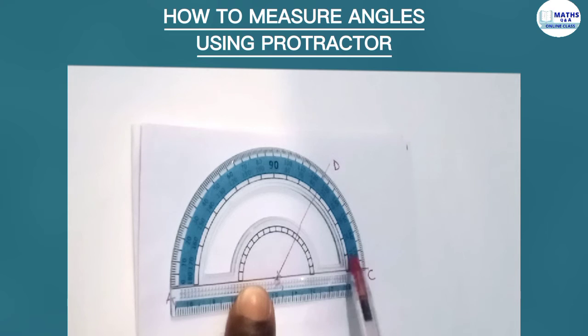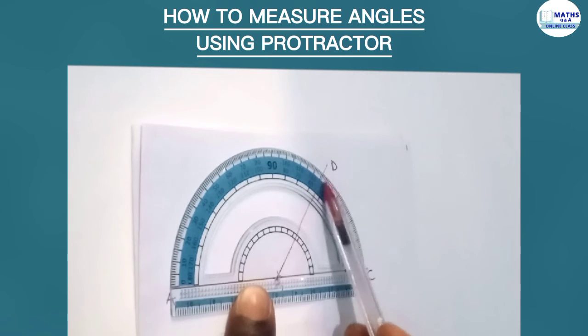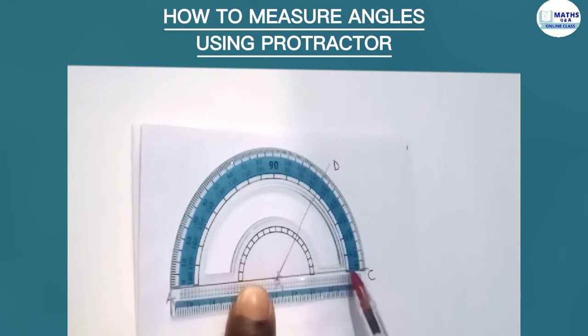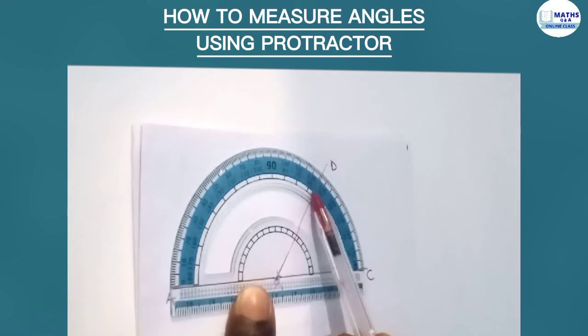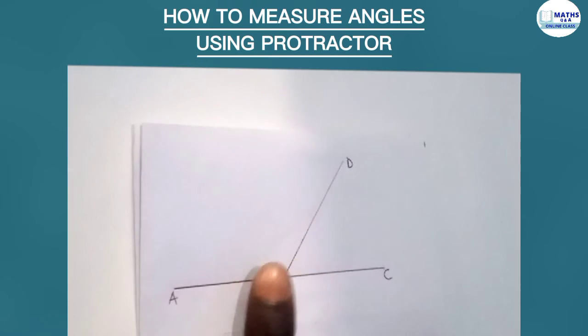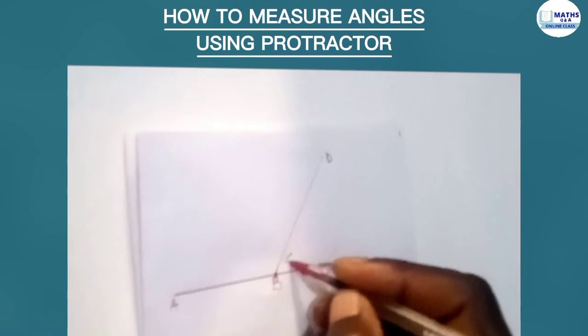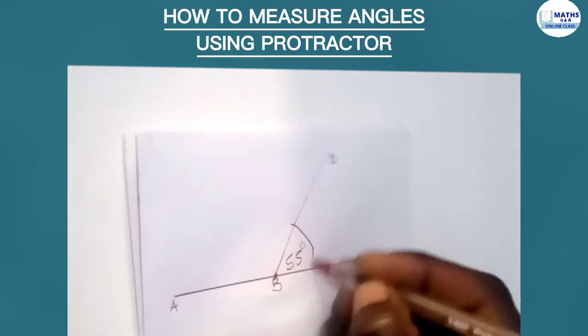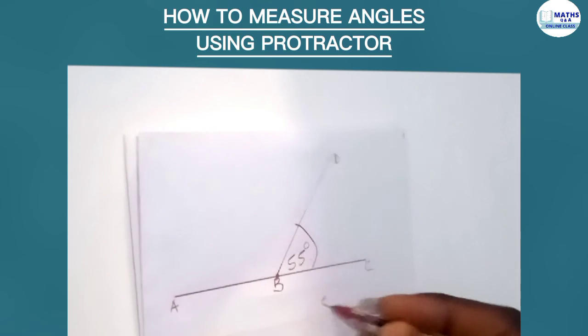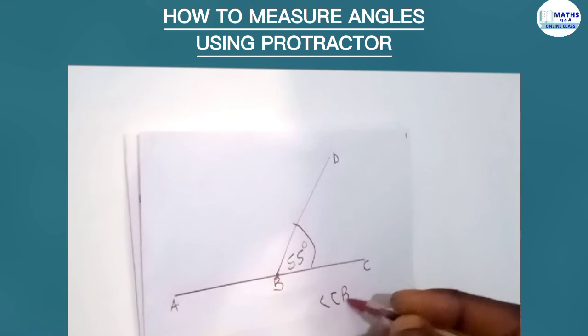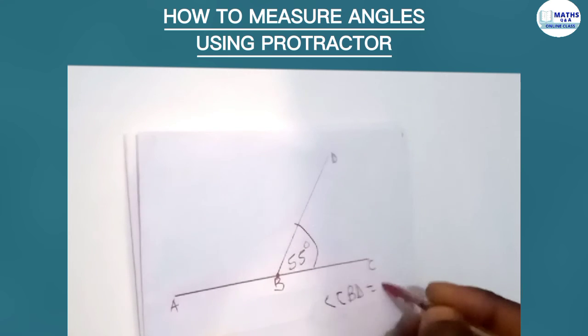So now 0, 10, 20, 30, 40, 50. Now this is up to 55. So we have 55 degrees. So it means from this line to this line, the angle formed is what? 55 degrees. So we have 55 degrees angle here. And that one is what? Angle CBD, which is equal to 55 degrees.